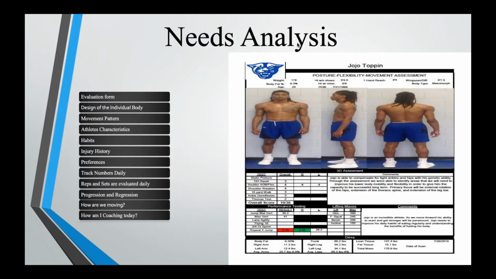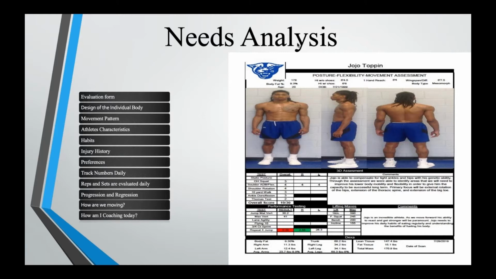So with that, I also have to understand the design of the body, whether ectomorph, endomorph, mesomorph, whatever it may be. I need to know that. I need to know their movement pattern. Are they compensating in any way, shape, or form? What is their injury history? What kind of habits do they have, good or bad? And what habits do I need to focus in on early on to improve upon is going to give this athlete the best position possible to be successful on the court. Their preferences. I do need to know if they like the weight room or don't like the weight room, because that does affect how I approach that student athlete as we go through our training.